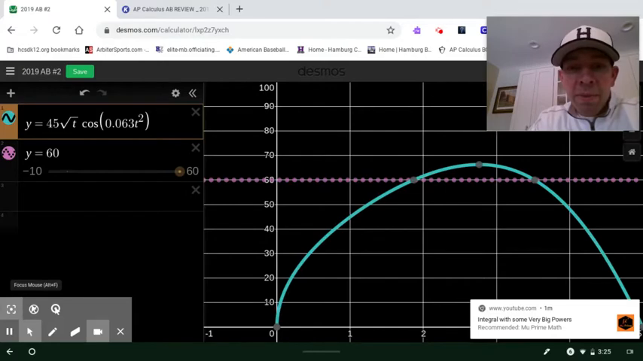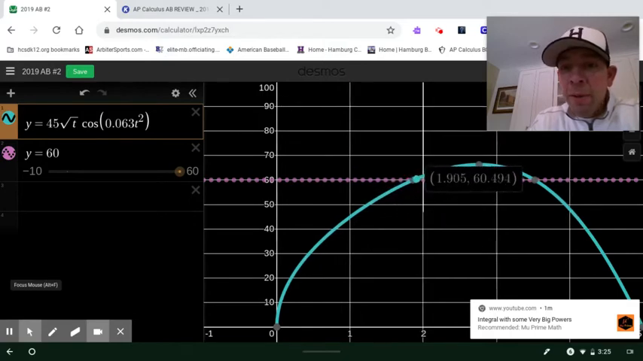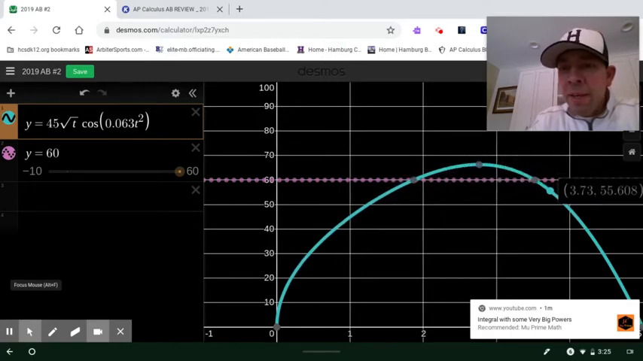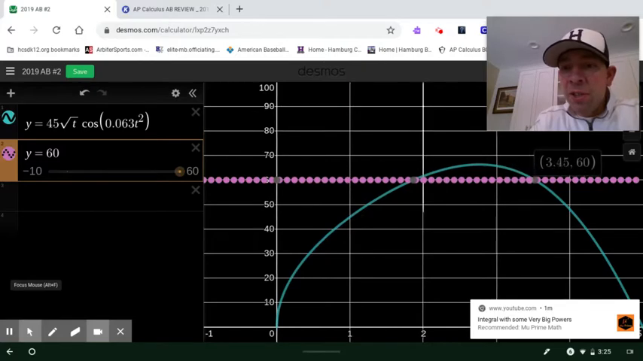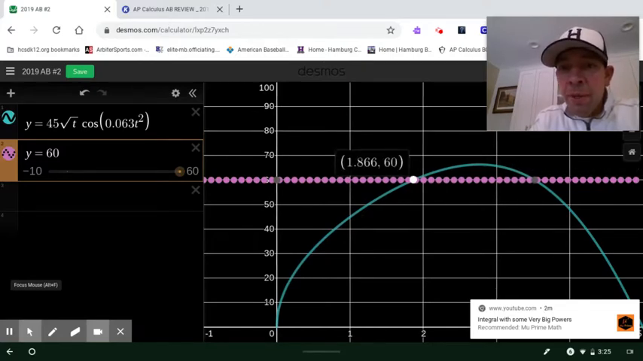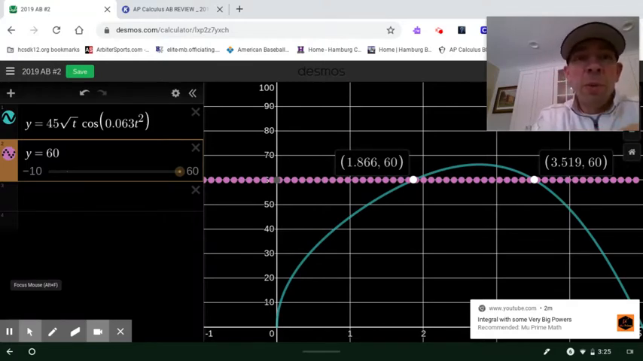What we've got cooking here is this turquoise graph, which is the velocity of particle Q, I think it was. And that dotted line right here represents just a straight line at 60. I'm going to find this intersection right here to be about 1.866. We'll find this intersection over here to be about 3.519. And we're going to store those in our calculators, so we don't lose or round off any intermediate answers.